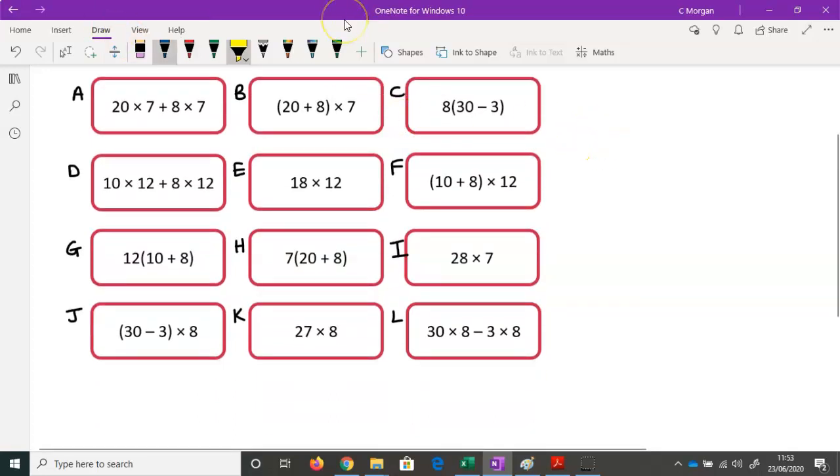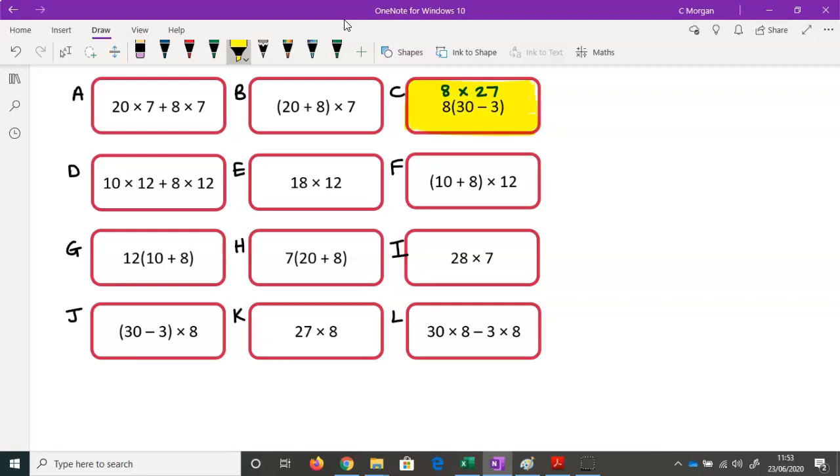Okay, so I'm going to take C. And if I have a look at C, in the brackets 30 take away 3 is 27. So I know C means 8 lots of 27. I'm going to have a look to see if I can see 8 lots of 27 somewhere else. And I'm going to highlight C in yellow. I'm going to try and find another expression that means the same thing.